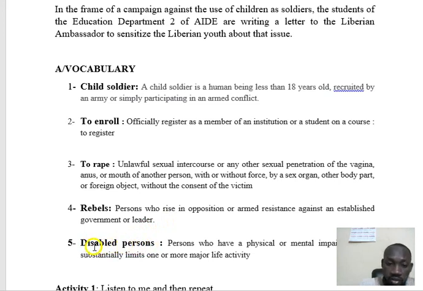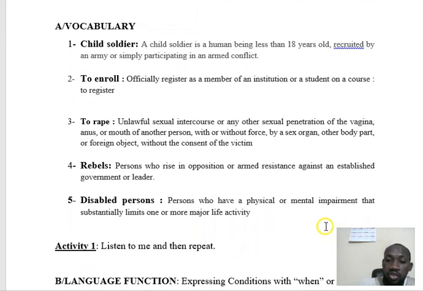Disabled person. Disabled persons are persons who have a physical or mental impairment. Impairment is a faiblesse, right? Faiblesse mentale ou physique that substantially limits one or more major life activities. You may see also the cripple. This is a synonym of a disabled person, the crippled person, right? Okay, thank you.